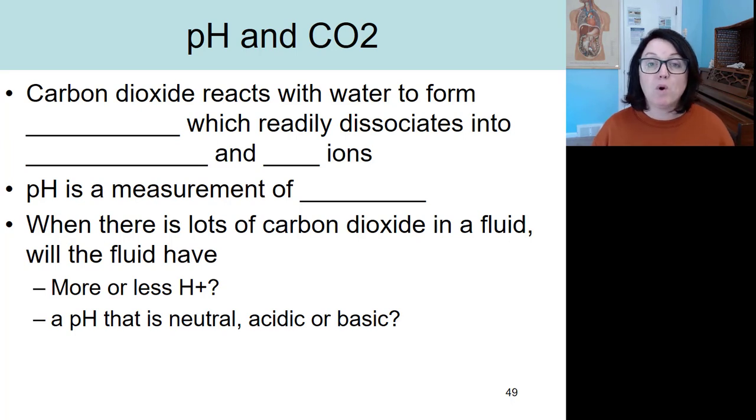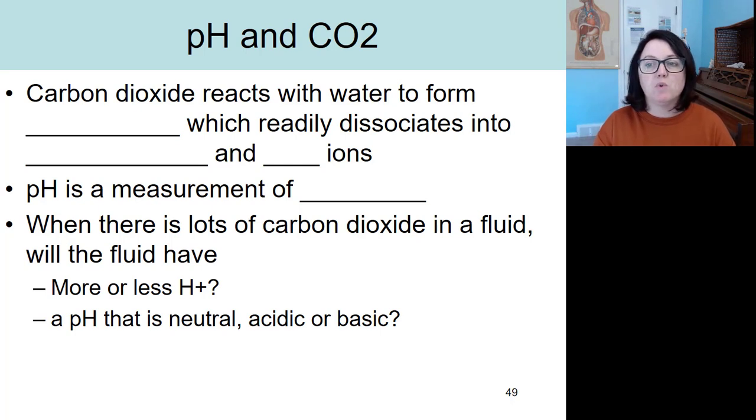There's a really important connection between pH and carbon dioxide levels. See if you can fill in these blanks. Carbon dioxide reacts with water to form blank, which readily dissociates into blank and blank ions. So go ahead and pause the video, see if you can fill in those blanks. And might as well try to fill in the next one too. pH is a measurement of blank. All right, let's see if you got them right.